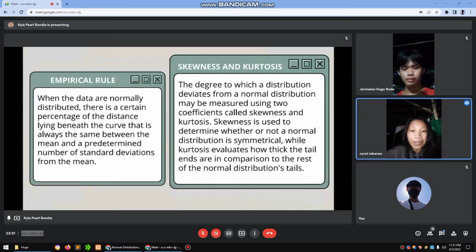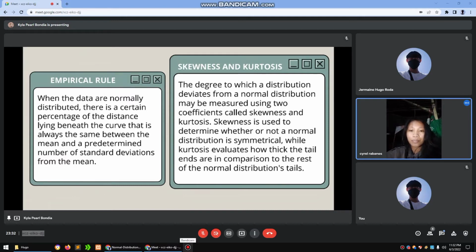Next is the empirical rule. When the data are normally distributed, there is a certain percentage of the area lying beneath the curve that is always the same between the mean and the predetermined number of standard deviations from the mean.